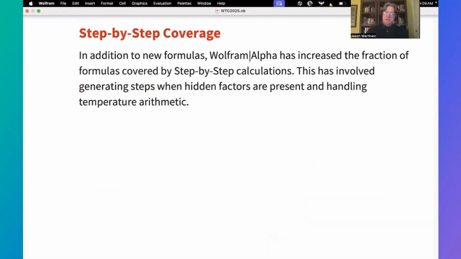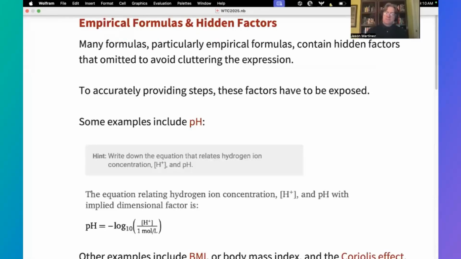Now, on the step-by-step side of things, we're also trying to increase our coverage of these new formulas, which is to say, how many of these formulas can we generate usable steps for? So our step-by-step coverage will go through and take your input values, plug them into the formula, perhaps give you some physical understanding behind the problem, and then work through the algebra and other calculations to get the final result. Now, to improve the coverage, we have to take into account two major complications: hidden factors and temperature arithmetic.